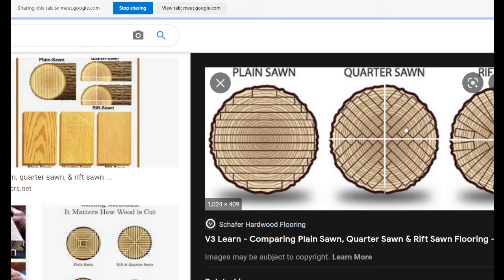Kung mao ni ang lumber, tanaw nimo halos nag right angle siya, naka right angle ang kining mga growth ring. Okay, so ang answer sa katong question, which cut of lumber has almost right angle from the growth ring on the widest side sa kada lumber, that is a quarter zone.